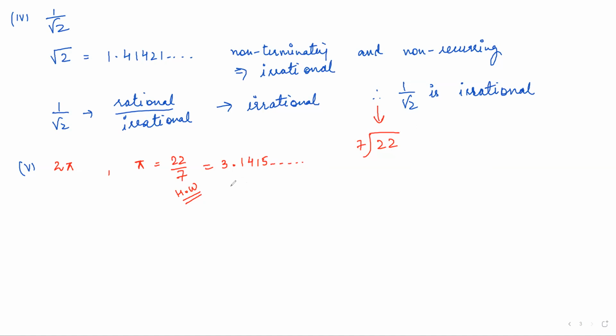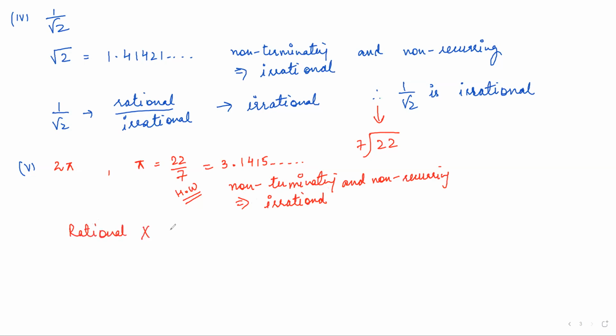So this is again a non-terminating and non-recurring decimal, right? So that means it is irrational, right? So now you have a product of a rational number multiplied by an irrational number. So what should I get now? Irrational. Irrational number. Okay. So therefore 2 into pi is irrational.